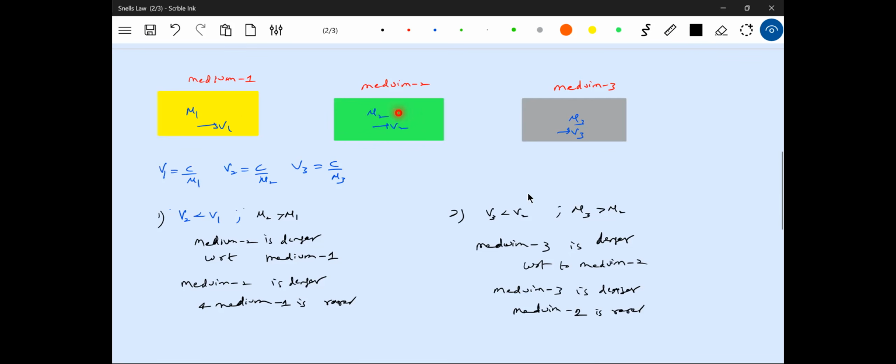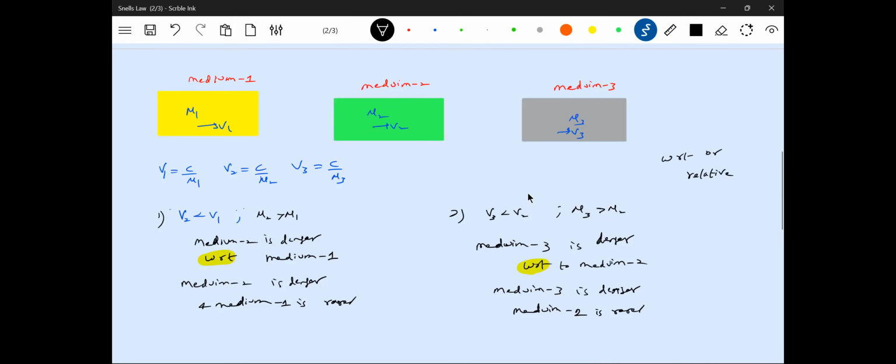This medium 2, what is it? Is it denser or rarer? No, I can't say. It's not absolute. Denser, rarer is not absolute. It's a relative one. We can compare whether a given medium is denser or rarer relative to some other medium. So therefore we use words like "with respect to" or "relative to", either one.